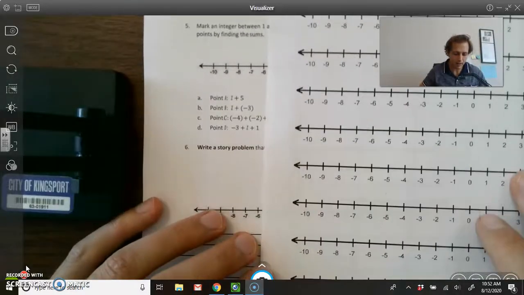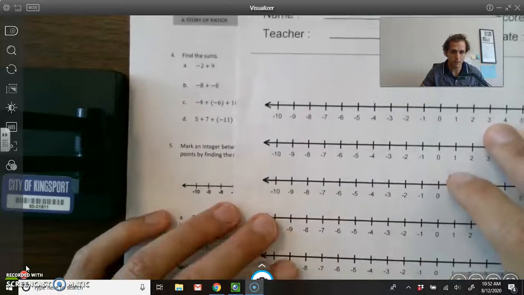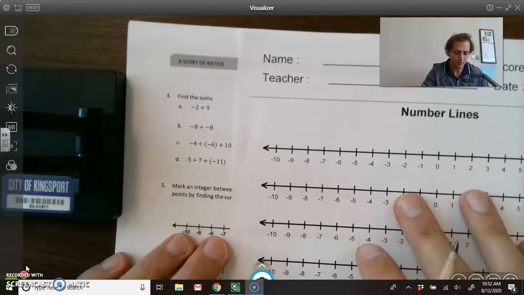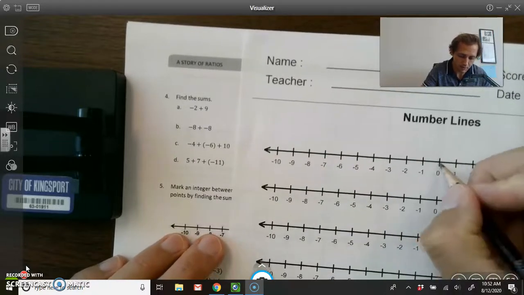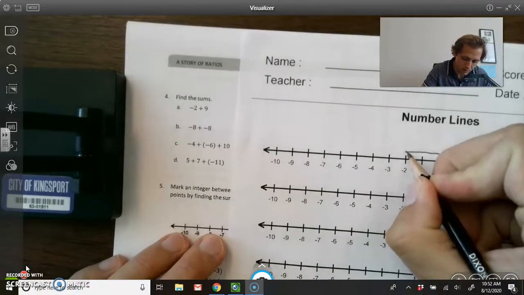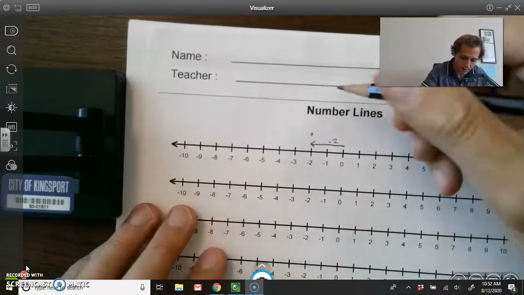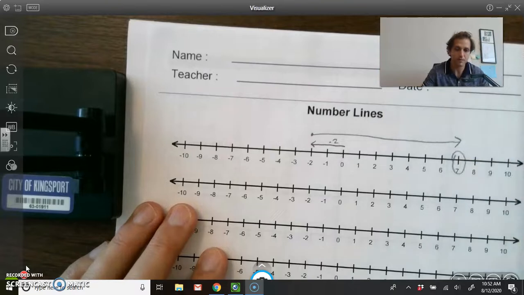Let's quickly look at number 4, and we're just going to do it on some number lines. Okay. First question, -2 plus 9. So I'm going to start at 0. 2 to the left, 9 to the right. Answer is 7.